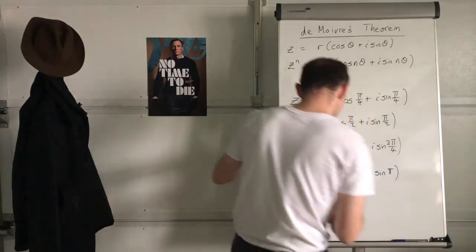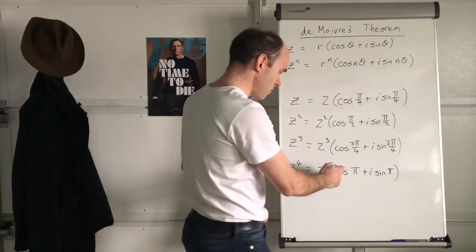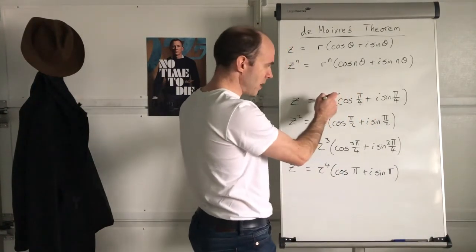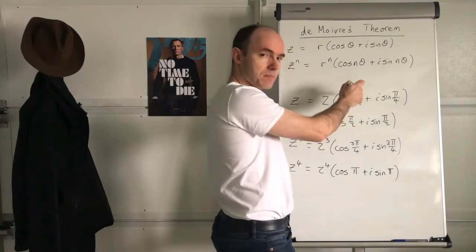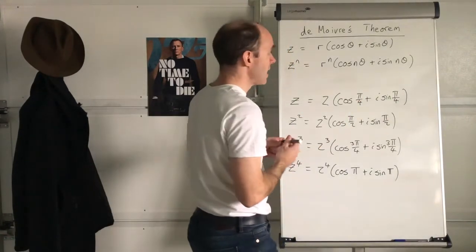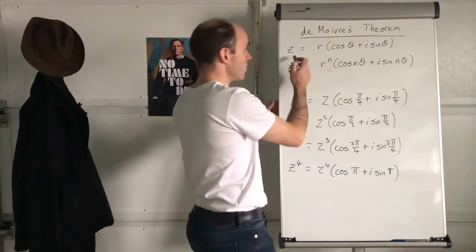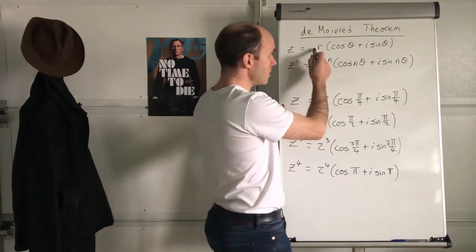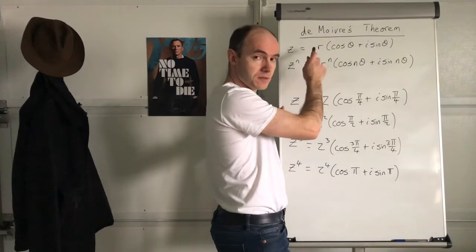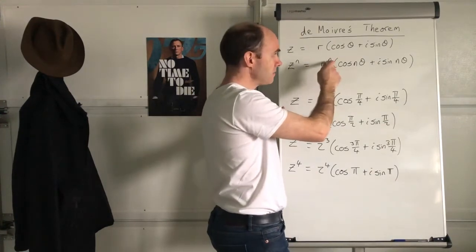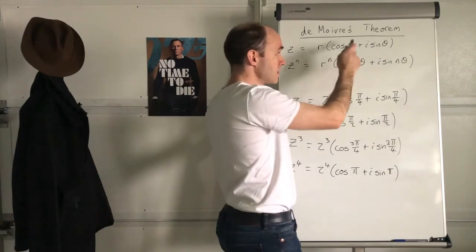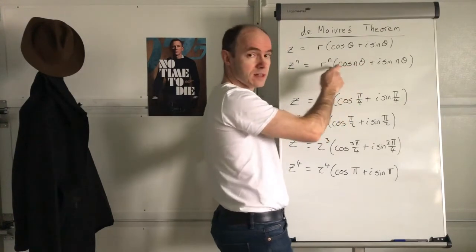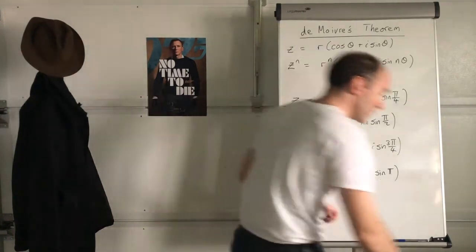So if I do z to the power of 5, I'm just going to keep on multiplying the modulus by 2, and I'm going to keep on adding pi over 4 to the argument. Hence this result here. When you've got z to the power of n, you're just going to be multiplying r by itself n times, so r to the power of n. You'll be adding the argument n times, so n times theta. So it's a really nice, handy little result.